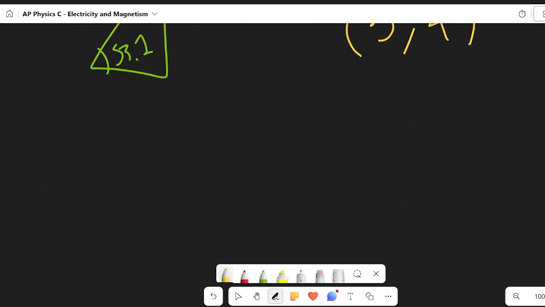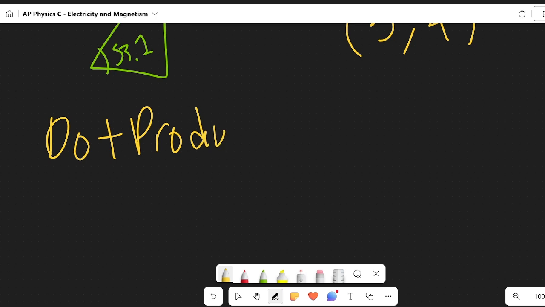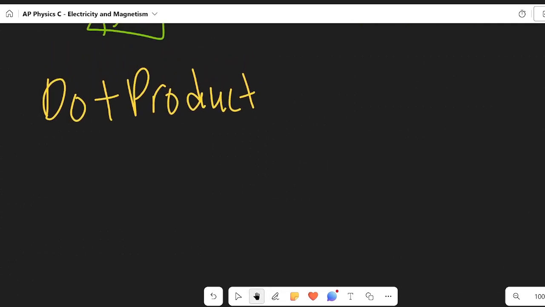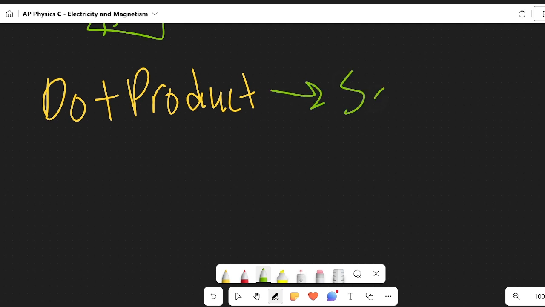So now, let's go over the two products, right? Two types of products. Firstly, we've got our dot product. The way that this works is essentially, think of this as like a return. It will be returning us a scalar, right? So in this case, the direction is completely useless.